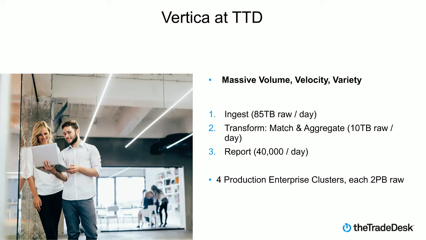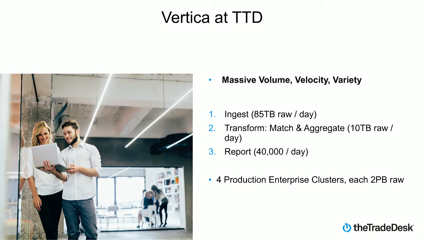So we ingest 85 terabytes of raw data per day. And then once we get it into Vertica, we do some transformations. We do matching, which is basically joins, and we do some aggregations, group bys, to reduce the data and clean it up, so it's more efficient to consume by our reporting layer. That matching and aggregation produces about 10 new terabytes of data per day.